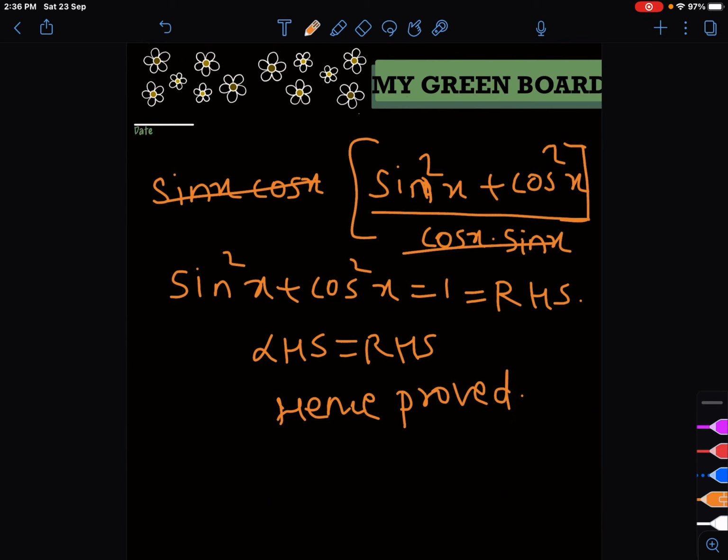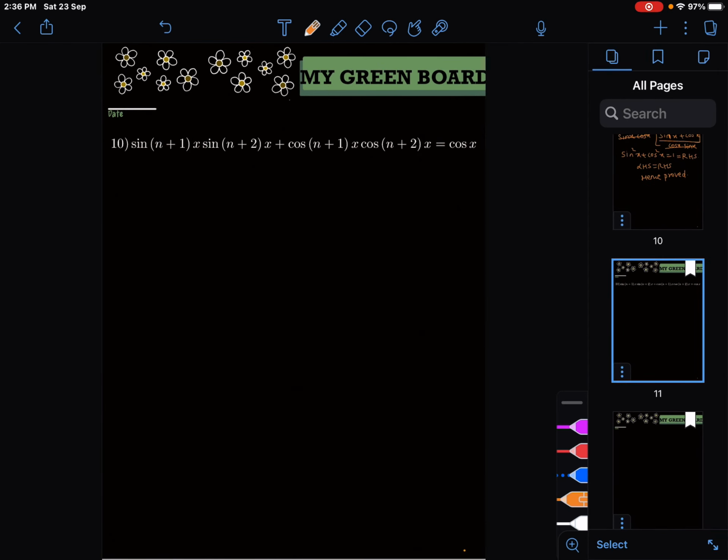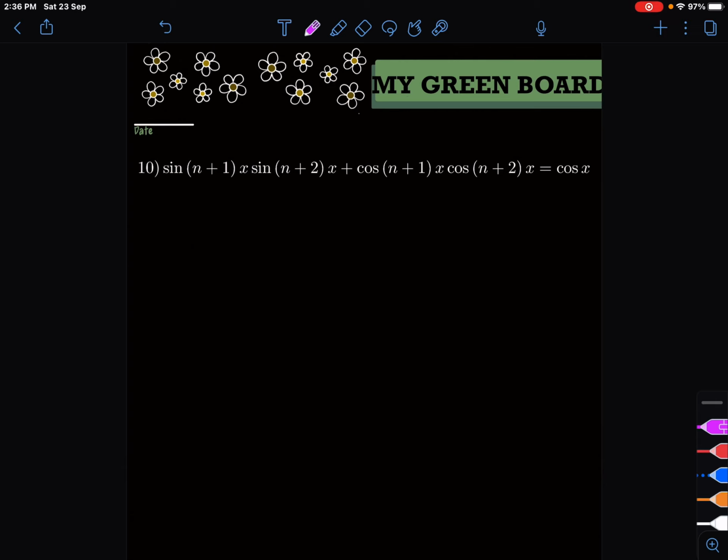Okay. Now the last question. Sin of (n plus 1)x sin (n plus 2)x plus cos of (n plus 1)x cos (n plus 2)x is equal to cos x. Very simple question. Just analyze the question, children. Here we see n plus 1, n plus 1, and n plus 2, n plus 2. So this one we can take as A, and this also as A, and this one is B and B. Accordingly we will do the rest of the answer.